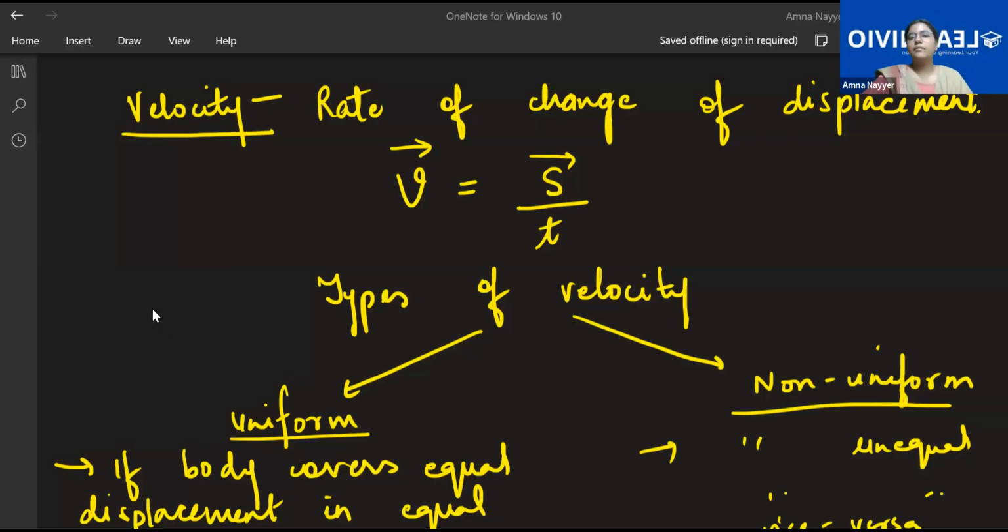Okay. So see, when we are talking about velocity, velocity is when you are talking about the displacement, the rate of change of displacement. Okay.